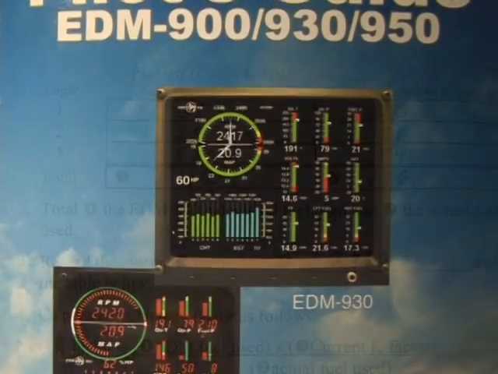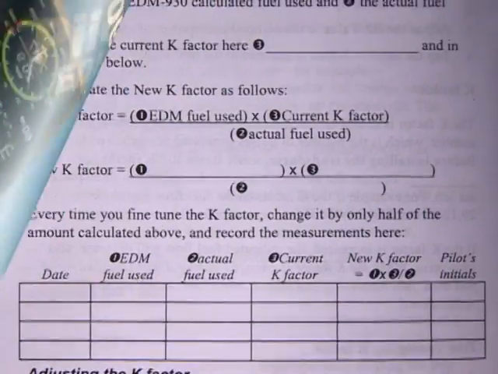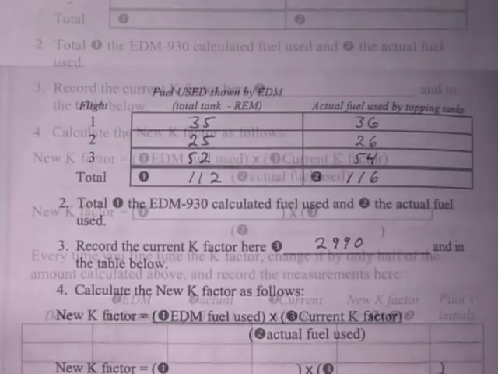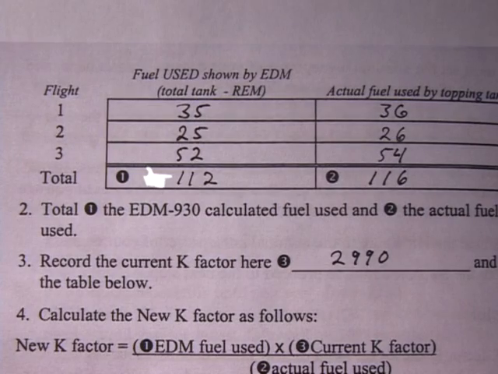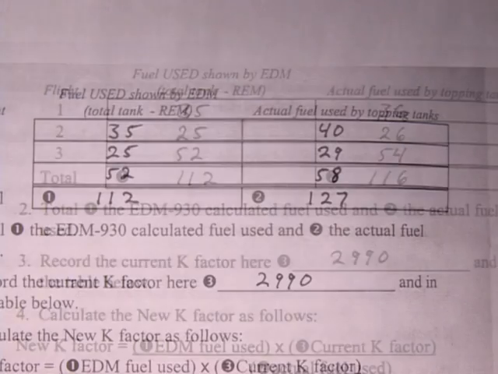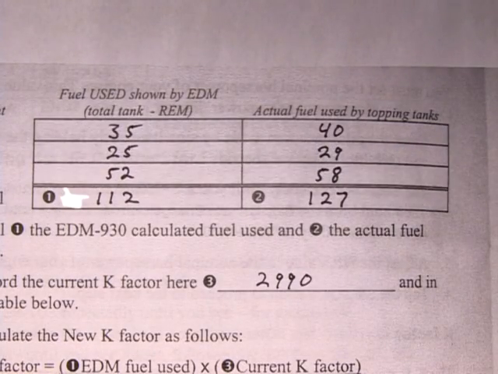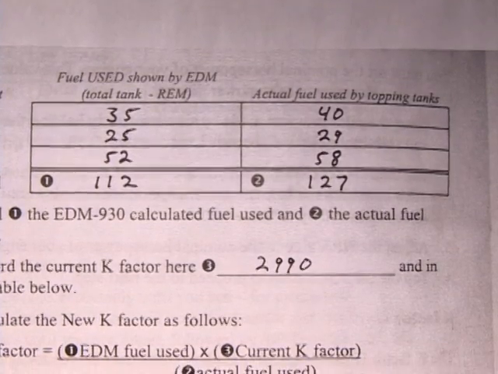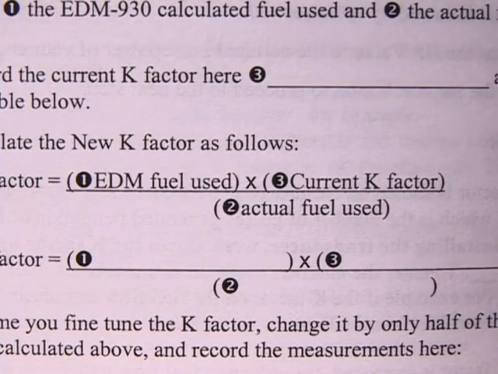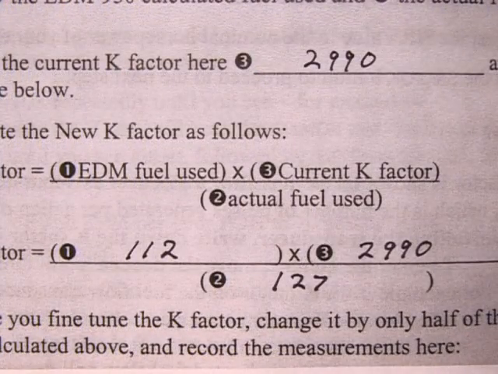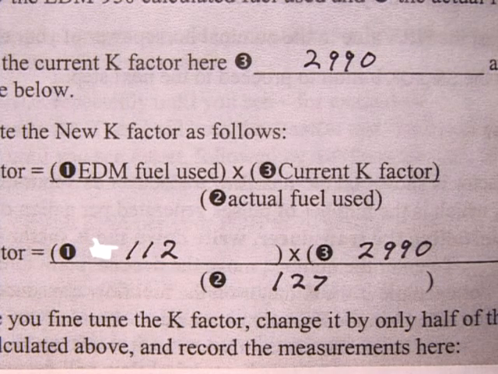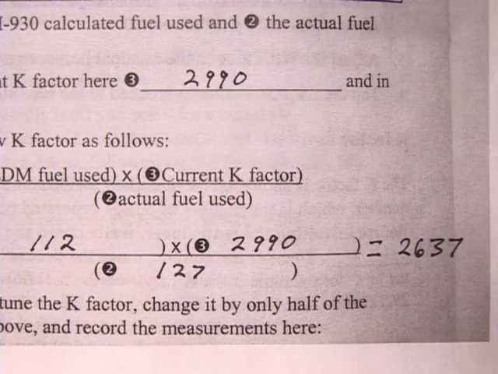In the pilot's guide, there is a table for you to enter this information. If the columns are about equal, no adjustment needs to be made. But if the amounts are different by more than 5%, then some adjustment to the K factor should be made. Using the simple formula shown in the pilot's guide, calculate the new K factor from the current K factor setting and the sum of the 2 fuel columns. Here you see the new K factor of 2637.